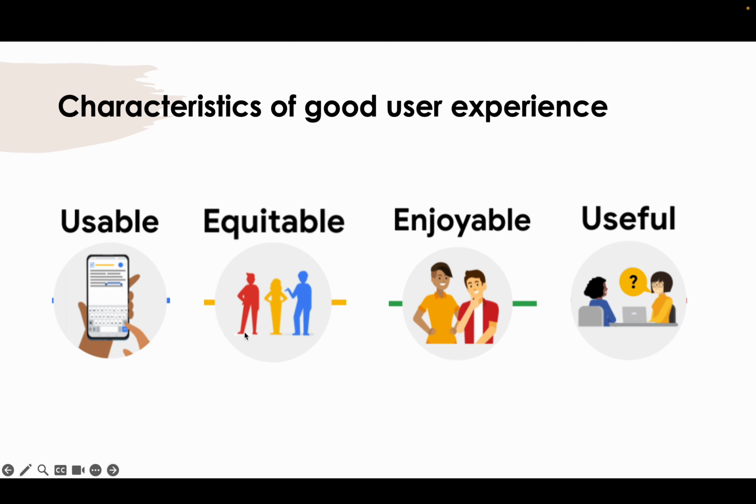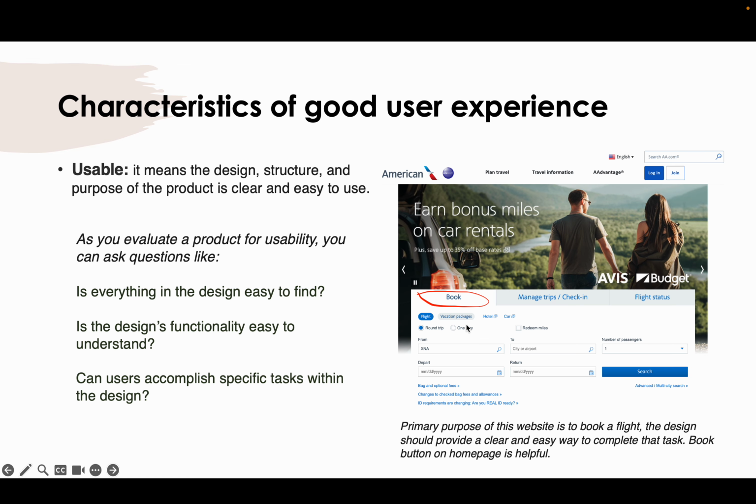So I'm going to continue. After we think about some poor user experience examples, let's get to know what a good user experience should be like. So in UX theories, there are 5 characteristics of good user experience, which are usable, equitable, enjoyable, and useful. So usable means the design, the structure, and the purpose of the product is clear and easy to use.